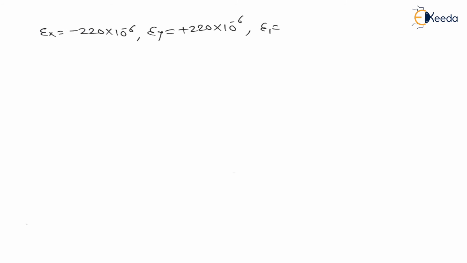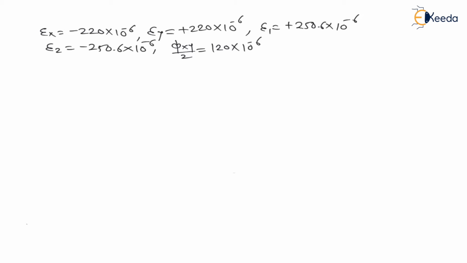Then E1 we have calculated is plus 250.6 into 10 to the power minus 6. E2 we have calculated is minus 250.6 into 10 to the power minus 6. Again, phi xy by 2 we have calculated as 120 into 10 to the power minus 6. These values we have calculated.